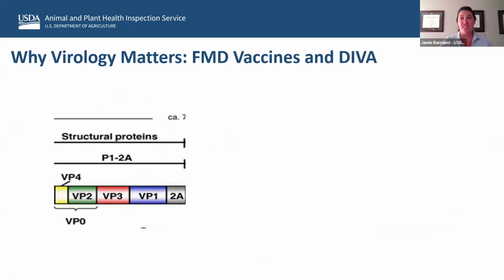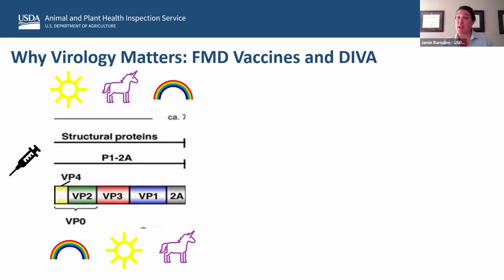So we know, you guys know now, you're experts, structural proteins are good. We need those. So from a vaccine perspective, I want you to think of structural proteins as your sunshine and unicorns and rainbows. These are all of the good things that we want in a vaccine. We want them to stay intact. It's why we want to store them appropriately because we want to protect the good stuff.